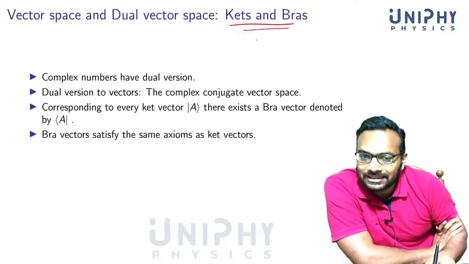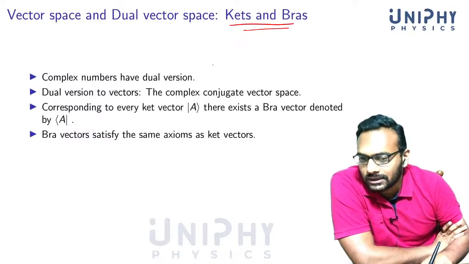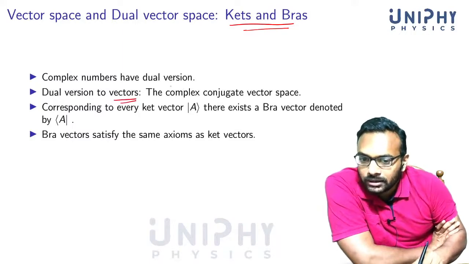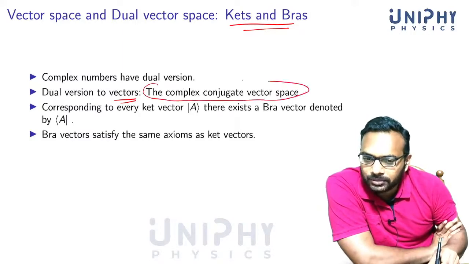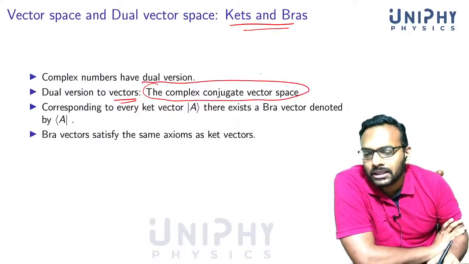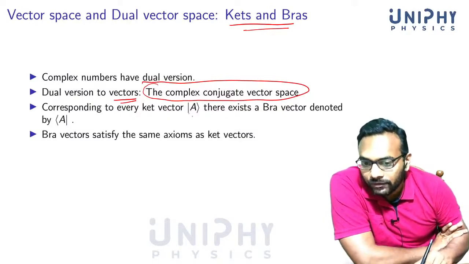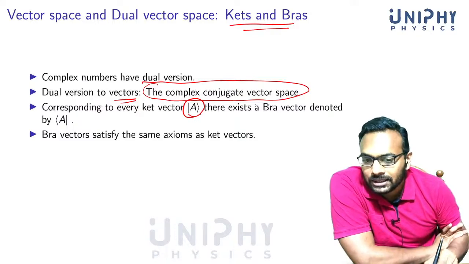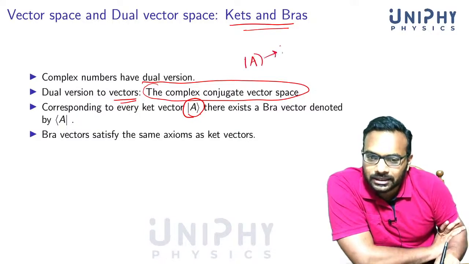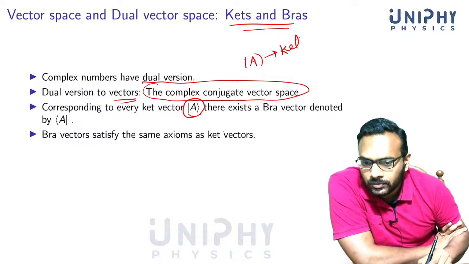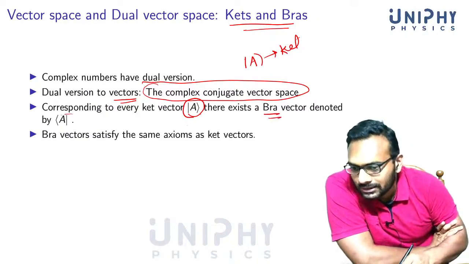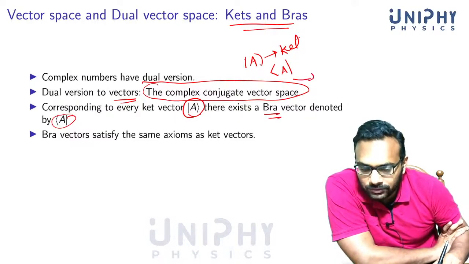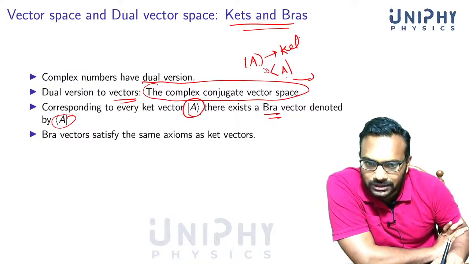We usually call them kets and bras, in Dirac's notation. Just as complex numbers have a dual version, there is a dual version to vectors also. You can think of it as the complex conjugate vector space, but don't get fooled by this term; it's some other kind of vector space. Corresponding to every ket vector, this usual vector which we call a ket vector, there exists a bra vector, which is denoted like this. The correspondence is unique: corresponding to every vector there is a bra vector.